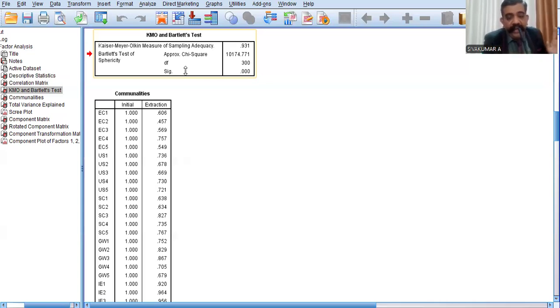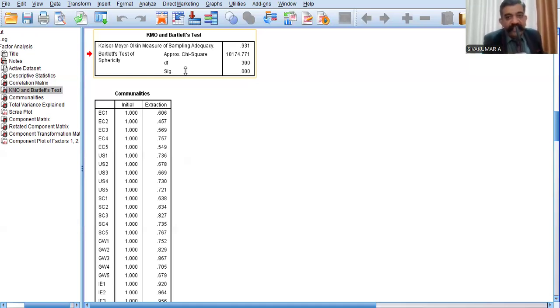As I mentioned earlier, the sample size is 385. That sample is enough to conduct an exploratory factor analysis, EFA analysis. Now, as per the KMO measure of sampling adequacy, the sample size is adequate. Now, no need to bother about it.